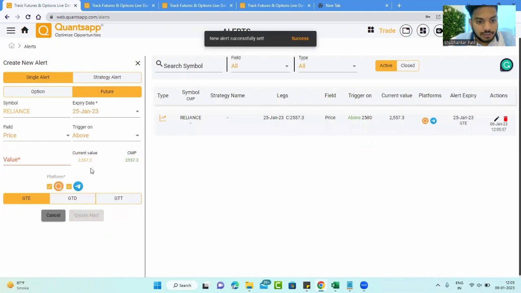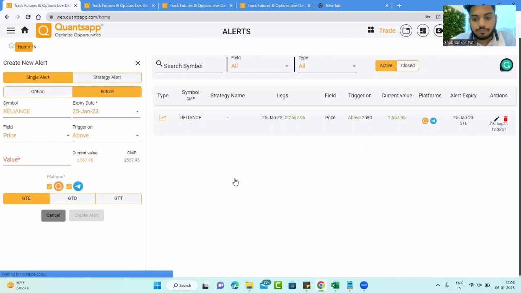The moment you create an alert, the application will send you a notification on the Quantsapp mobile application as well as Telegram. So you need to link your Quantsapp account with Telegram. So that is the first thing.